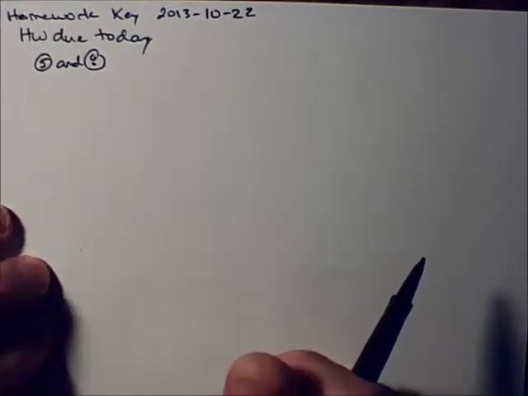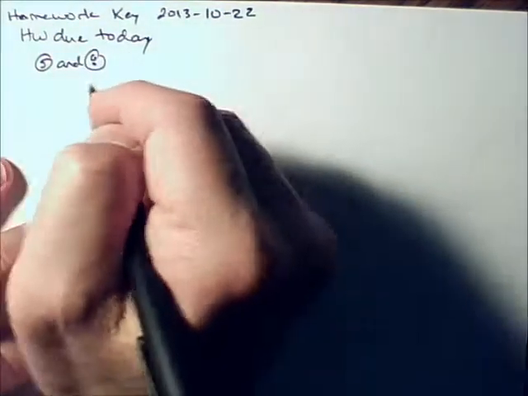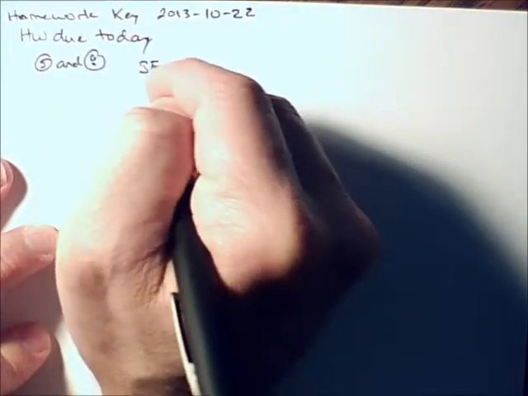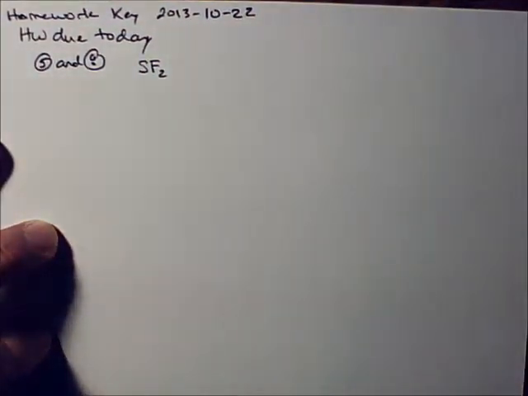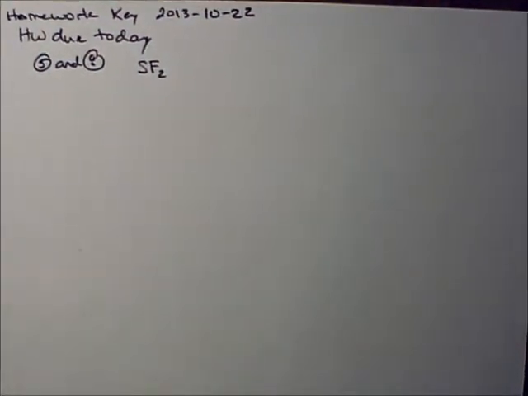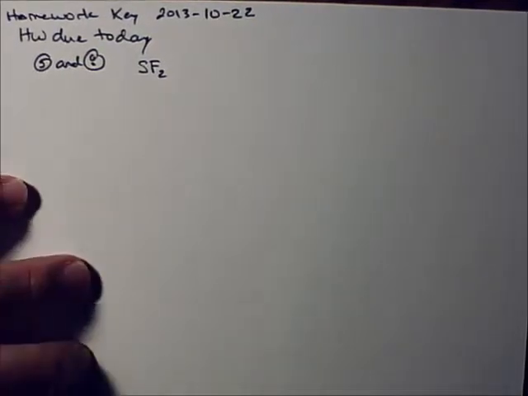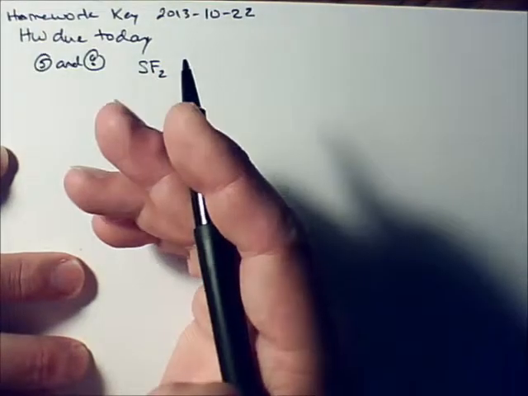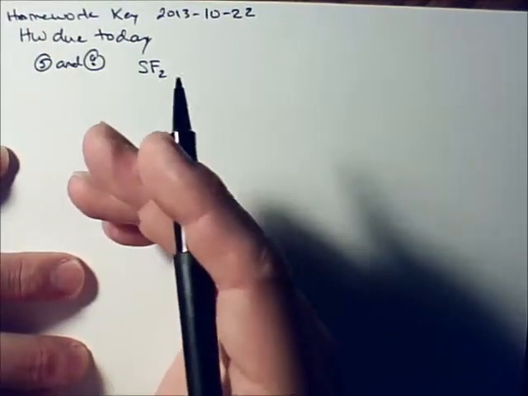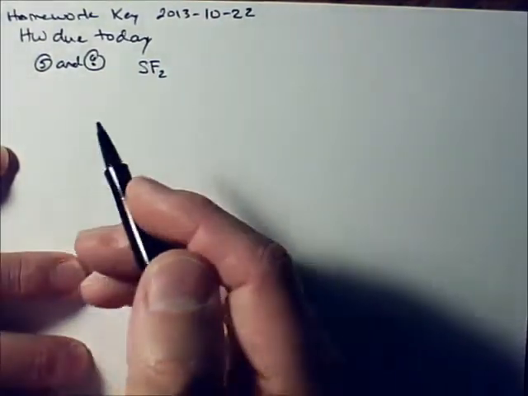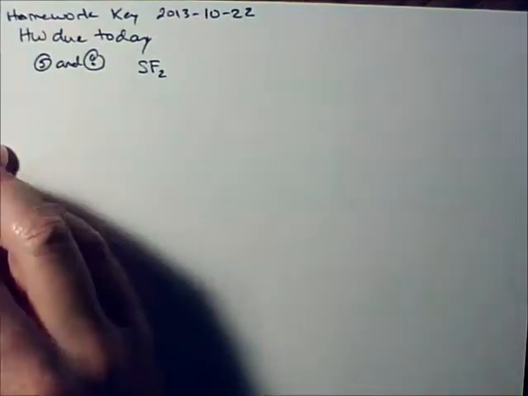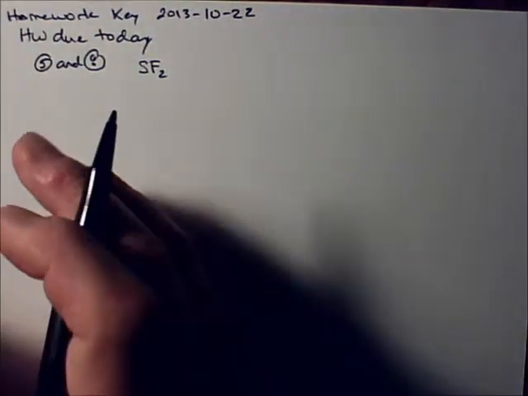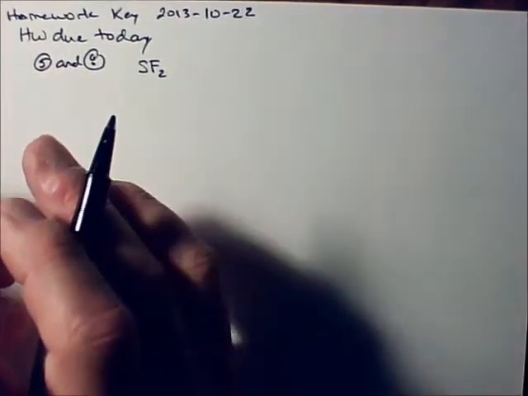Okay, so starting with 5 and 8, that would be SF2, the formula for the molecule I gave you. I'm not going to go through the electron dot notation for these, and the sharing arrangement. We've done that enough in Unit 3. Hopefully you can do that. I'm just going to start with the Lewis dot formula.